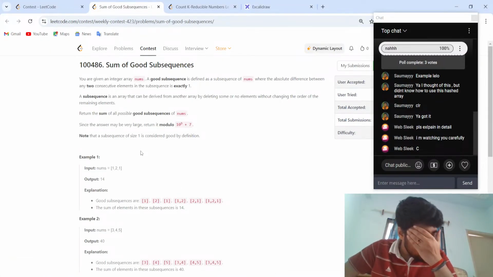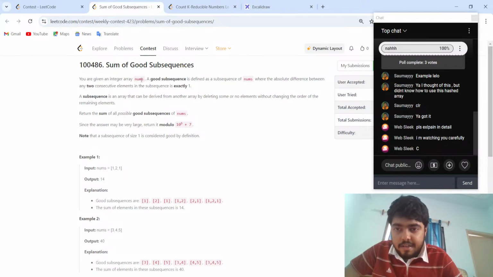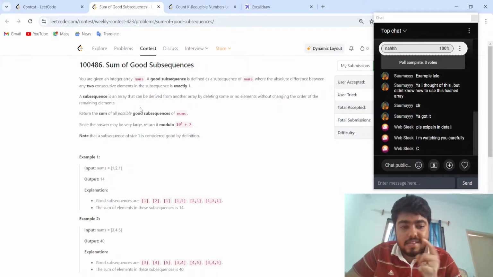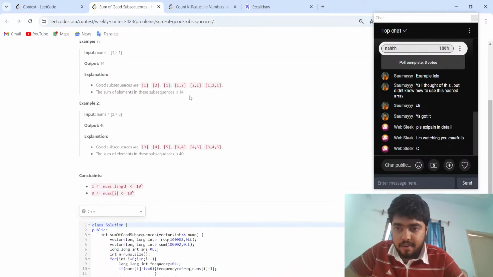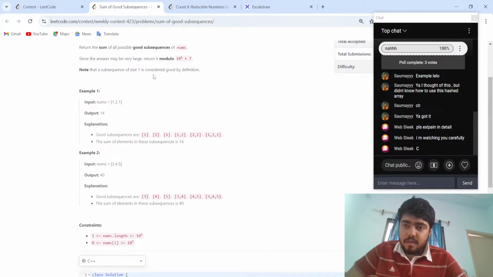So first, let's go through the question. You're given an integer array nums. A good subsequence is defined as a subsequence of nums where the absolute difference between any two consecutive elements is exactly one. A subsequence is an array that can be derived from another array by deleting some or no elements, without changing the order of the remaining elements. We know what a subsequence is, right? Return the sum of all possible good subsequences, and the answer should be modulus of 10 to the power 9 plus 7. Note that a subsequence of size 1 is considered good by definition.